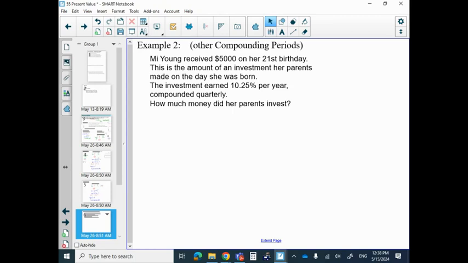Okay, so if the investment earned 10.25%, that's not very realistic, but compounded quarterly, then how much did her parents invest? Okay, so let's go through the bits and pieces here. So receive this amount here, so that's your A, and 21st birthday, right? So that is the end value, and we're talking about the interest rate.